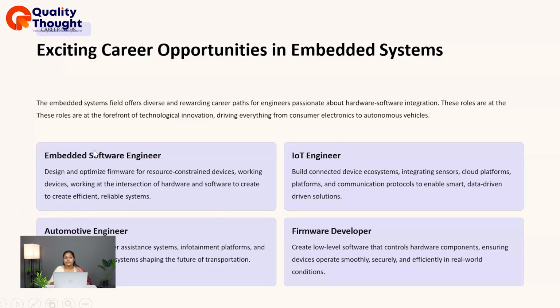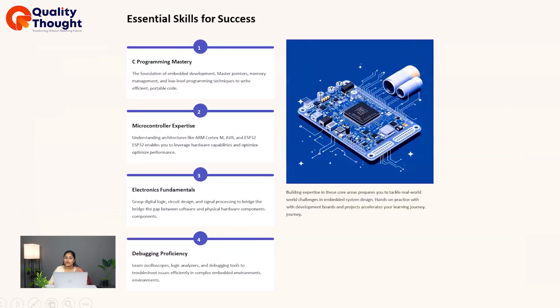But you can only apply if you know some skills. The skills you have to learn are, first, C programming. You have to know embedded C very well. After that, you have to know electronics fundamentals. If you are from an ECE or EEE background, maybe 50 to 60% of you have a basic idea of electronics, but you have to sharpen your skills in electronics.